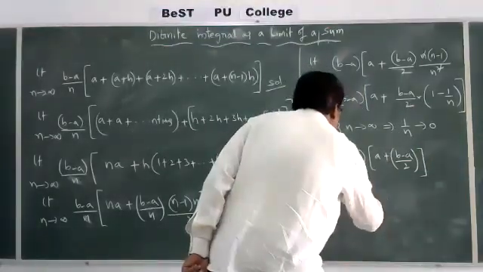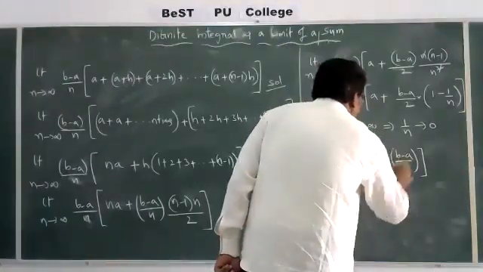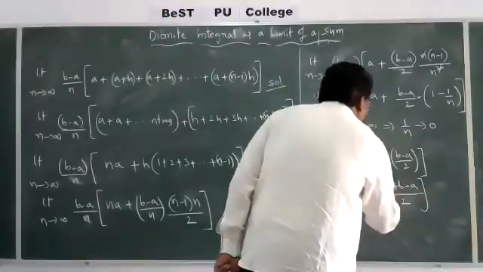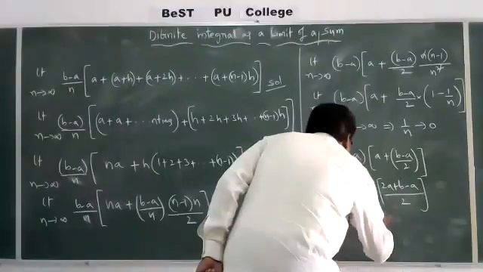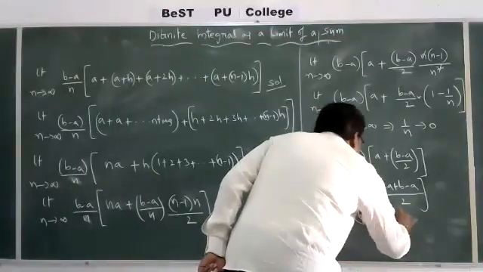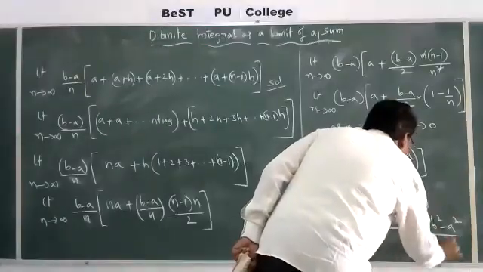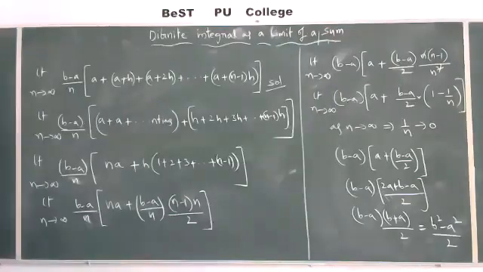That is b minus a, taking the LCM, 2a plus b minus a by 2, here 2a minus a, that is b minus a into b plus a by 2, that is b square minus a square by 2. That is the answer: b square minus a square by 2.